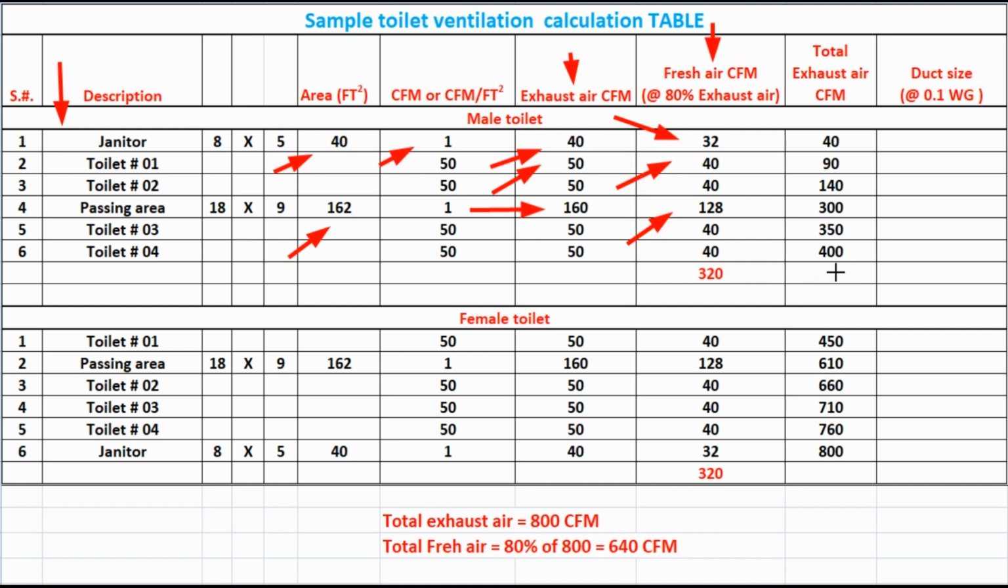So when we sum up, the total exhaust air for this male toilet will be equal to 400 CFM, and the fresh air will be equal to 320 CFM. Similarly, for the female toilet, the total exhaust air value will be 400 CFM and the total fresh air value will be 320. To select the exhaust air fan, we will add the exhaust air for both toilets, so it will be equal to 800 CFM. So we need to select a fan of 800 CFM for exhaust air. Similarly, for the fresh air, we need to select a fan equal to 640 CFM.